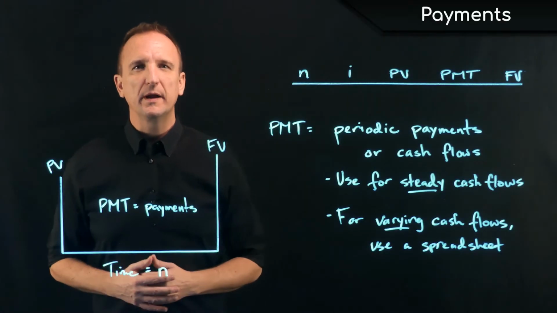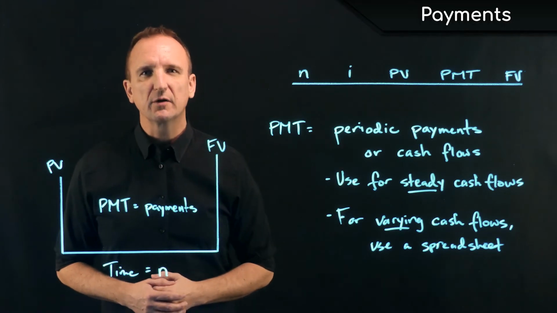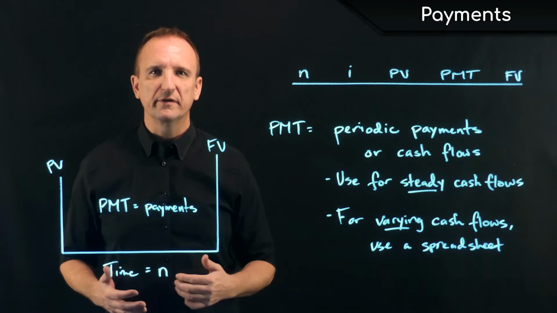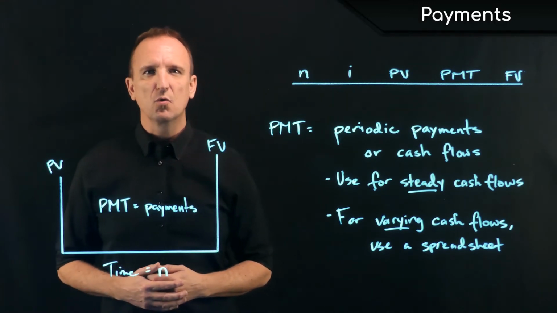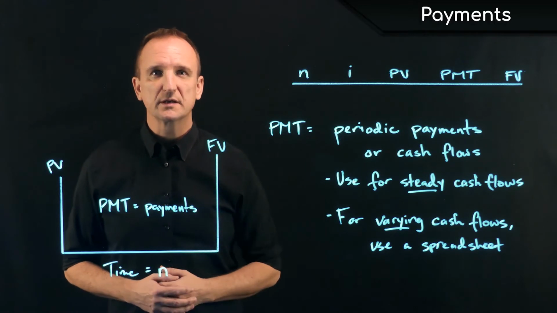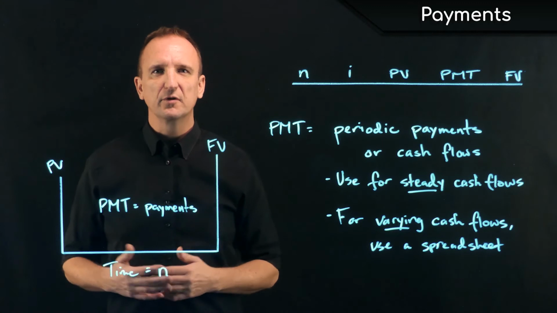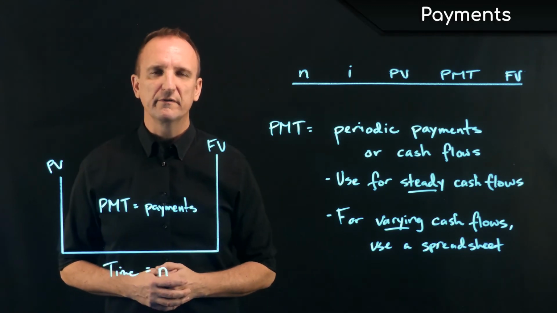Now let's talk about payments. Payments, represented by PMT in your calculator, are the periodic cash flows throughout the life of an investment. Payments can be interest payments or loan payments, as in the case with a real estate mortgage, or any cash flow that occurs during the holding period throughout the life of the investment.